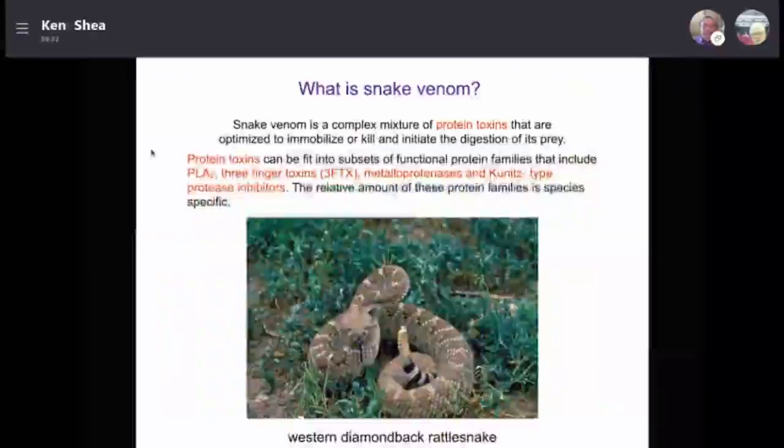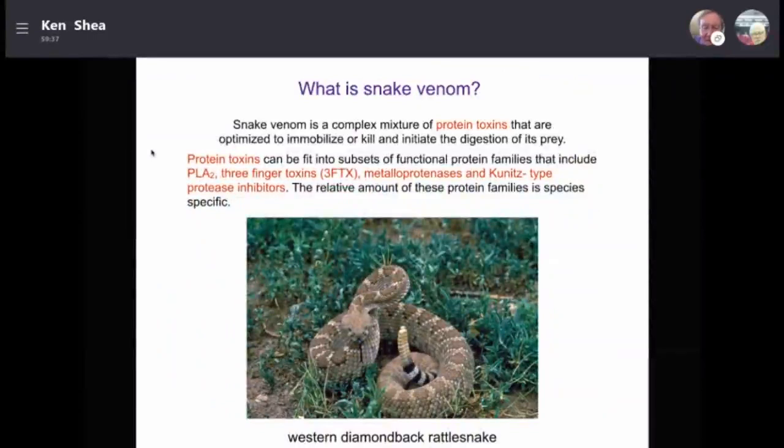And so we ask the question, what is snake venom? And what makes the venom such an important contributor to world health? Well, it turns out snake venom is a complex mixture of protein toxins. It's just not a pure substance. They are optimized for the snake to immobilize or kill its prey and actually to initiate the digestion.